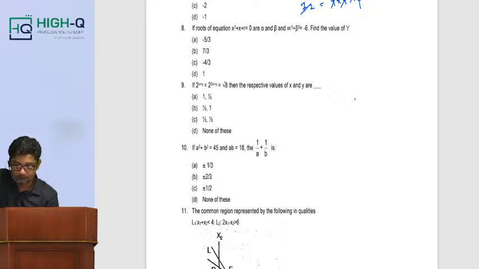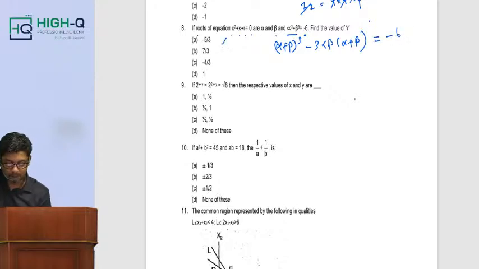Okay, now listen here. The roots of the equation x square plus x plus r equal to 0 are alpha and beta. They say alpha cube plus beta cube is minus 6. Find the value of r. We know the alpha cube plus beta cube formula: alpha plus beta the whole cube minus 3 alpha beta into alpha plus beta is equal to minus 6. So what is alpha plus beta?